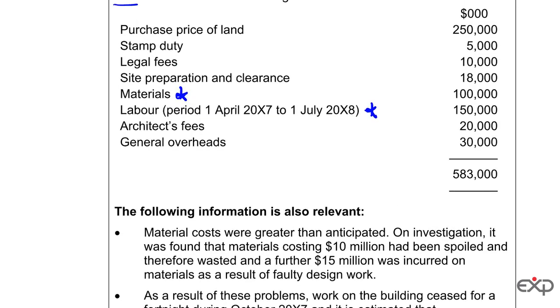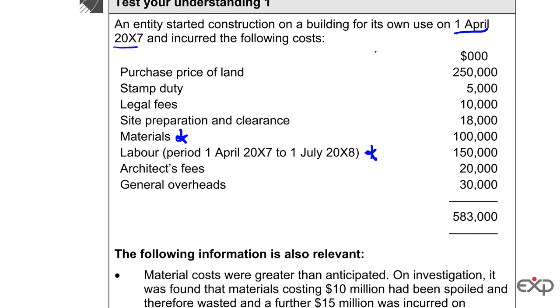We're going to work out which of these costs are included as part of the initial cost and identify those that are revenue items that would not be included as part of the cost. Now, the purchase price of the land is an initial cost and would be capitalised. Stamp duty is also a cost of bringing an item to its current location. So are the legal fees that we need to incur to buy the premises, and any site preparation and clearance would also be included as part of the preparation of the asset.